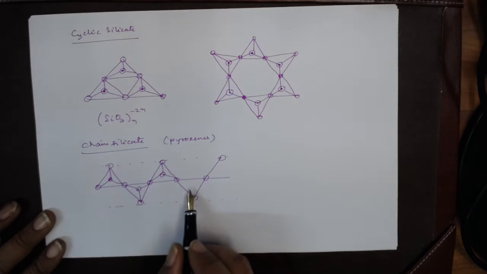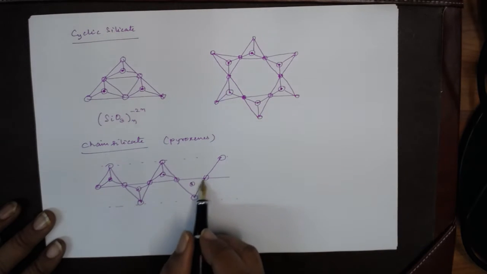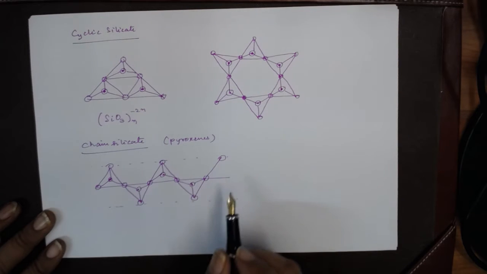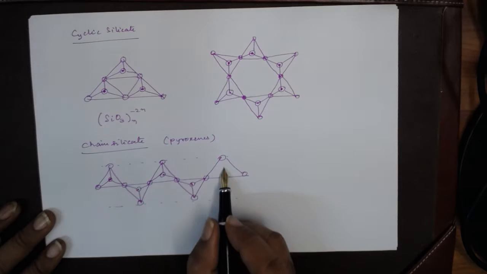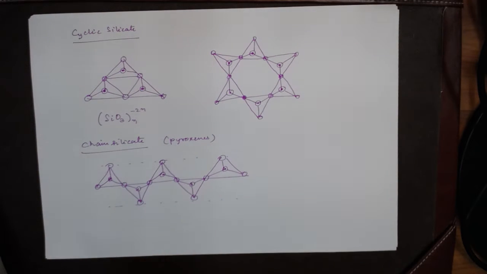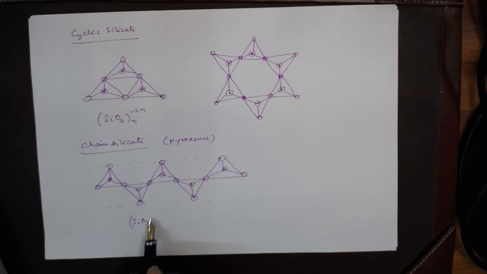Are you able to follow now? Okay, so you can continue like this. Done. So this is called, since it forms a chain, a chain silicate. So here this SiO3, it is n times combined.